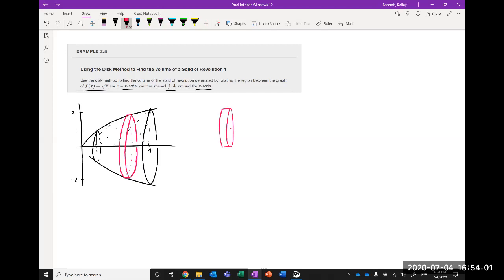So we have our radius here. Because we're rotating about the x-axis, our radius is just the height, which is given by the function, which is defined to be the square root of x. So this guy has volume. This little width here is dx because we're going along the x-axis.